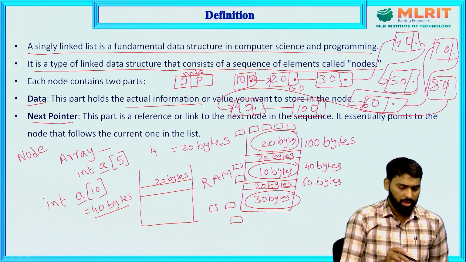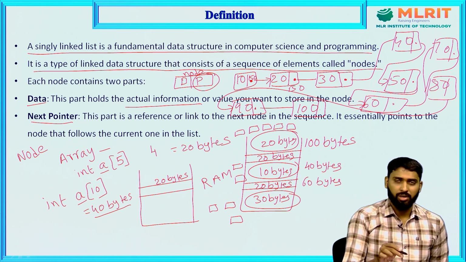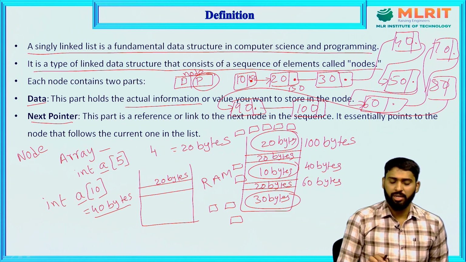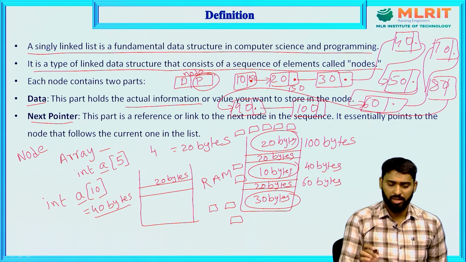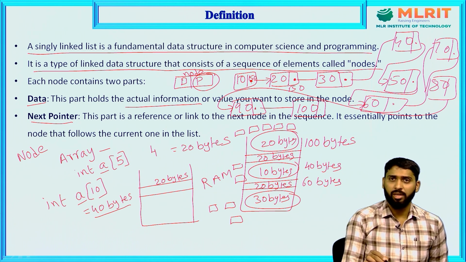Now, this pointer we call a next pointer. This part is a reference or link to the next node. In the sequence, it essentially points to the node that follows the current one in the list. Now, after 10, the next number is 20. So we store the address of 20 in this next pointer.